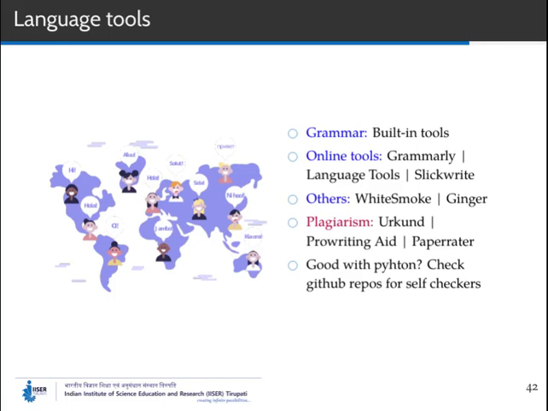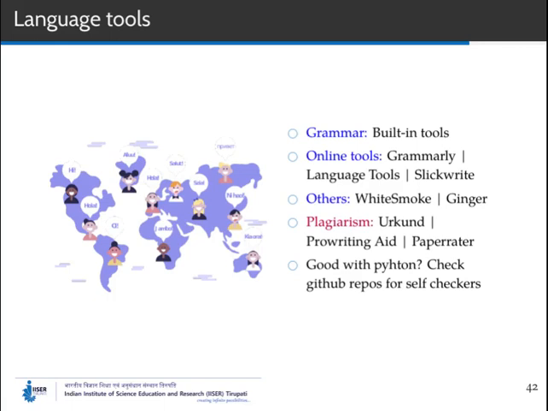Finally, for language tools, many text editors offer built-in tools. But if you need very sophisticated online tools, you may be aware of Grammarly. Most of you may use it as an email plugin. Apart from that, for advanced features, you have to pay. In that scenario, LanguageTool is a better option. If you don't want an individual application, you may try Slick Write. It is also good. But if you pay and want a professional solution, you may consider either WhiteSmoke or Ginger.